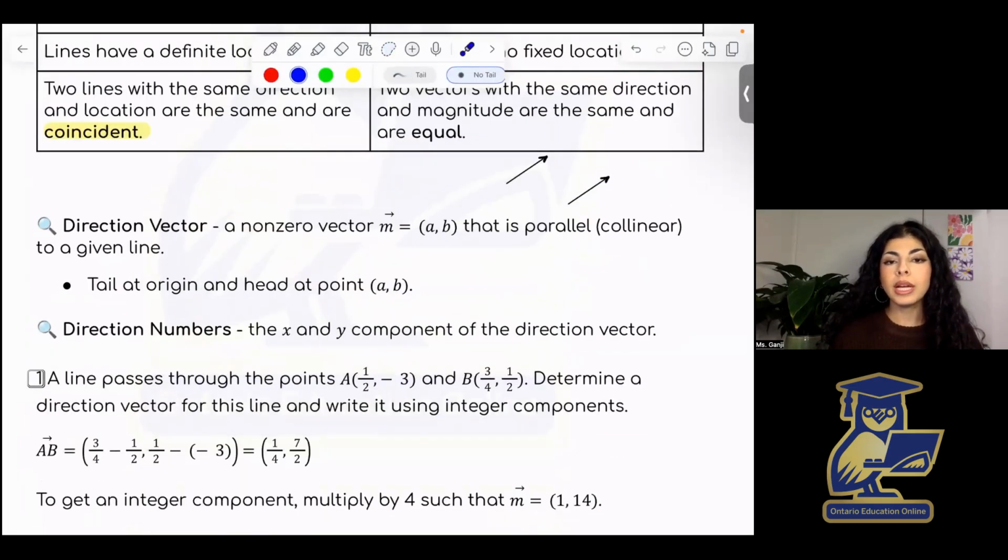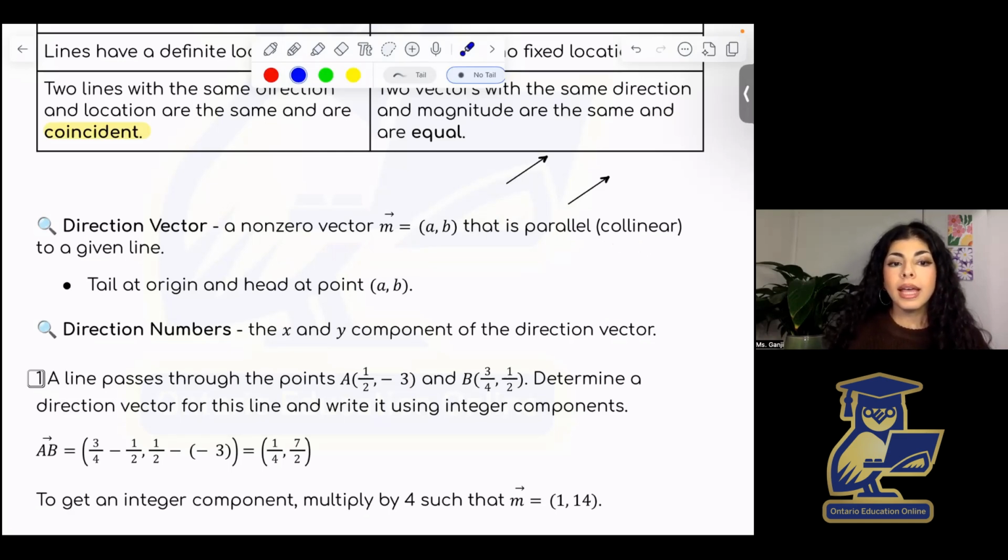Now when we are connecting vectors to lines, we have a new definition here, which is a direction vector, which tells us which direction a vector is going. It is a non-zero vector, and it is used with the letter m. We also have a coordinate here, a, b. Right now we're starting in R2, so that's why we only have the x and y component, and then we'll add on R3 in there as well. So it's a non-zero vector m that is parallel or collinear to a given line.